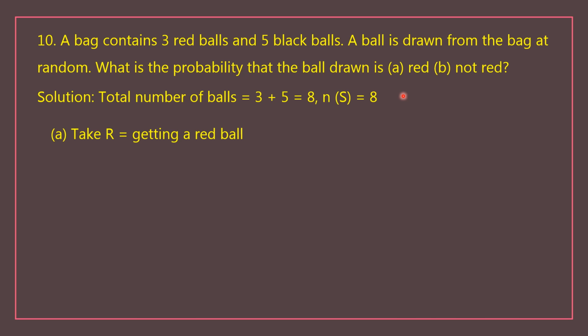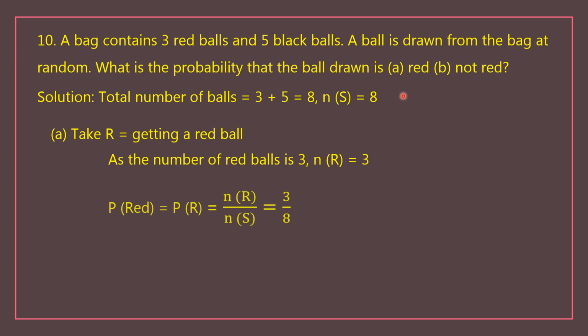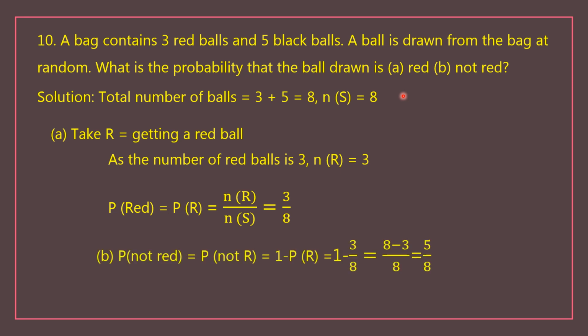Now the outcomes favorable to R in this problem: how many balls are favorable to R? Only 3, because there are only 3 red balls. So n of R is equal to 3. Now P of red is P of R, that is n of R by n of S, simply 3 by 8. Now I will use the complementary events formula.